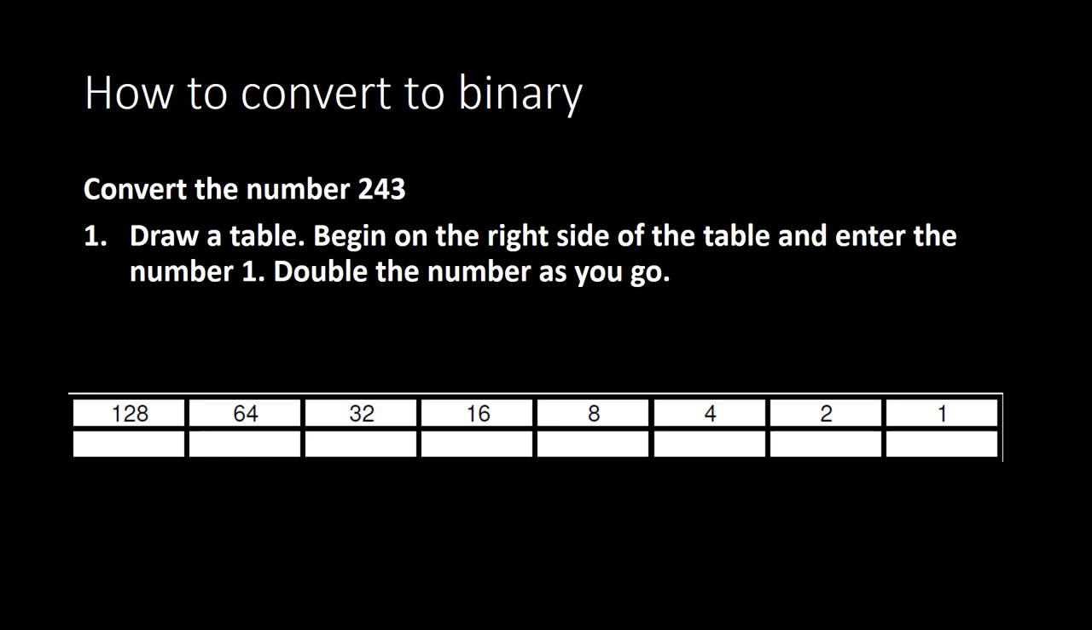We've created a table. We went 1, 2, double of 2 is 4, double of 4 is 8, and so on. We also need to draw some blank squares or grid squares beneath it so that we have some room to record numbers.